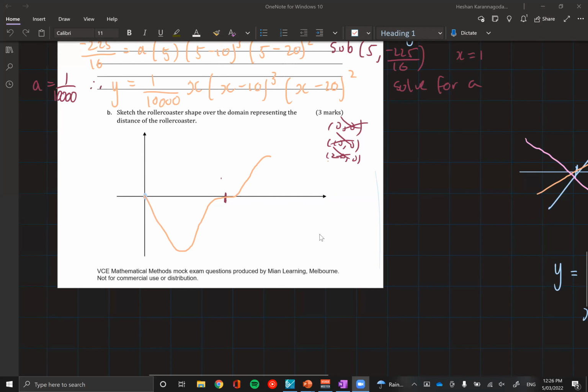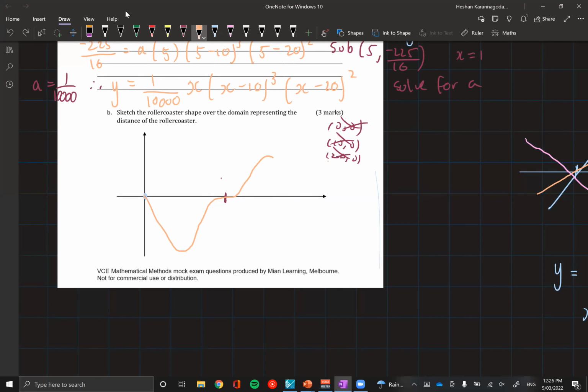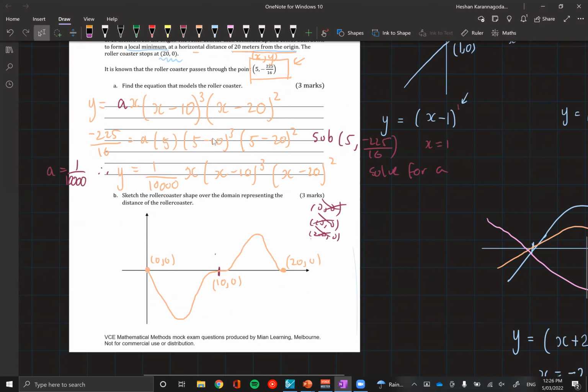Cool. All right. So then this will form a local minimum, come back down, local maximum, come back down, form this minimum. It's going to stop here. It's going to start here. So your starting point is 0, 0. Your ending point is 20, 0. You know you have a point of inflection here at 10, 0. And you know your anchor point, well, they give it to you as 5, negative 225 on 16.